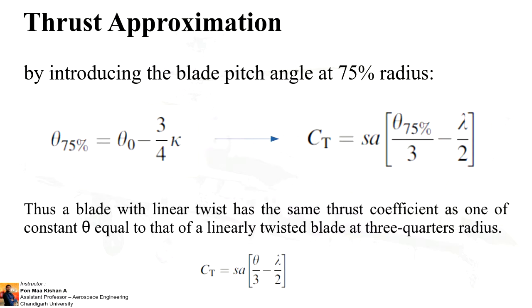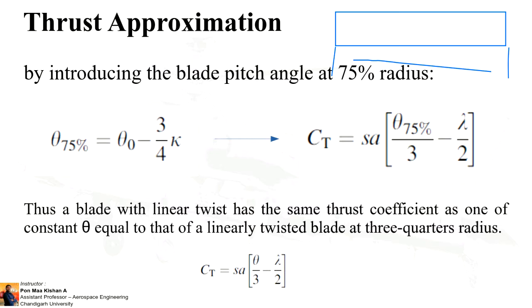Suppose I'm introducing a new blade pitch angle at 75% of the radius. Let's draw a rectangular shape, where the blade span is 100. I'm taking a change in twist at 75 centimeter. So let's consider this is the root and this is the tip.